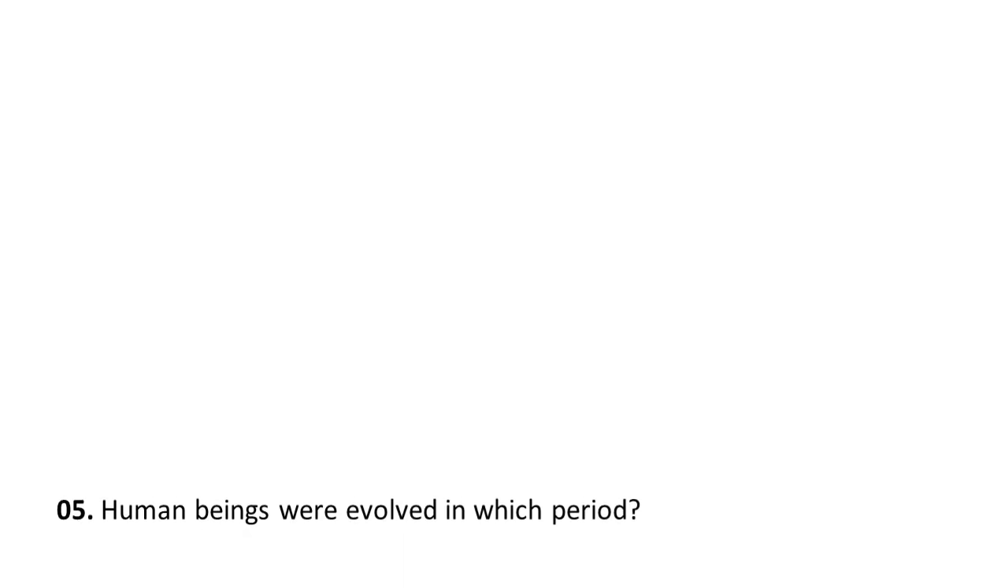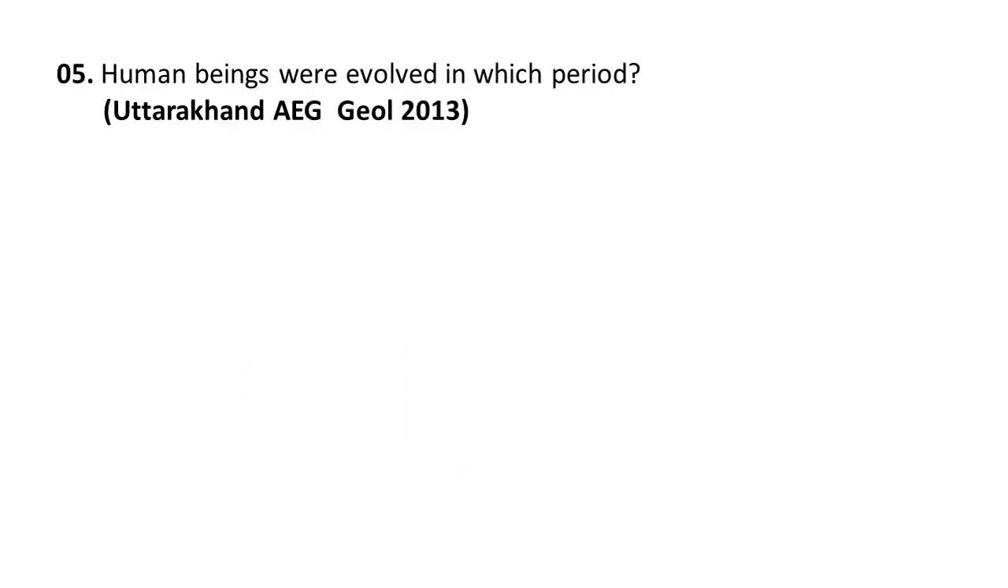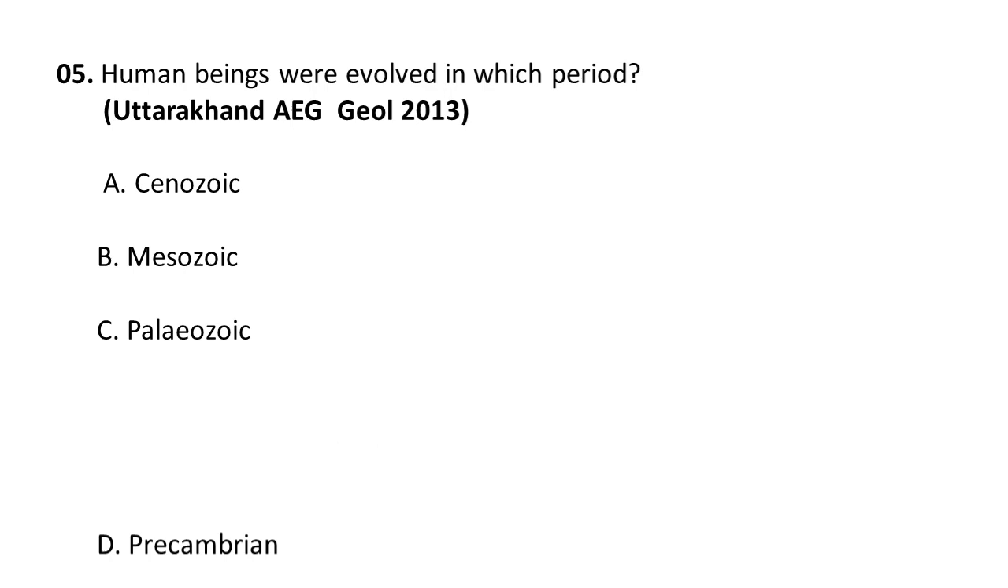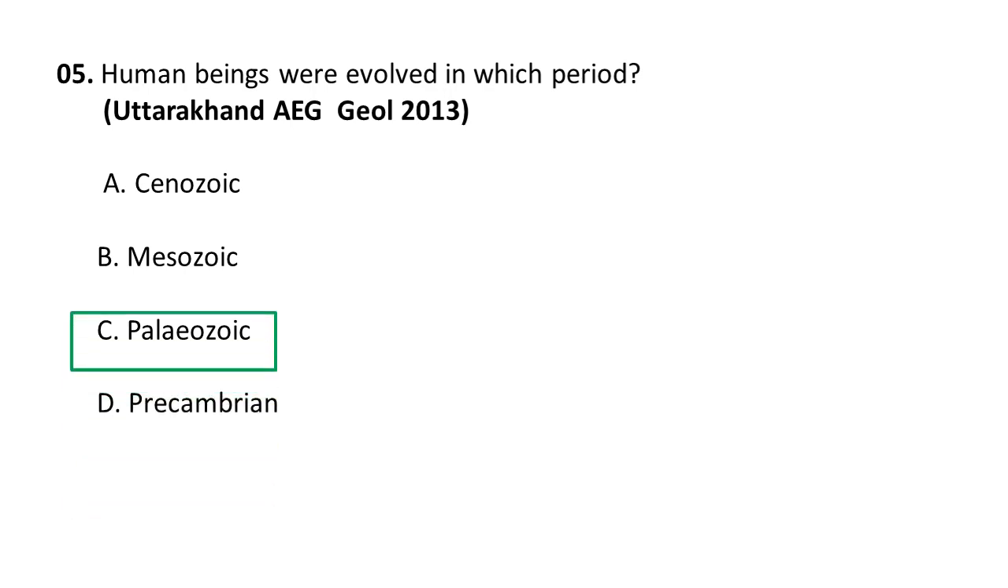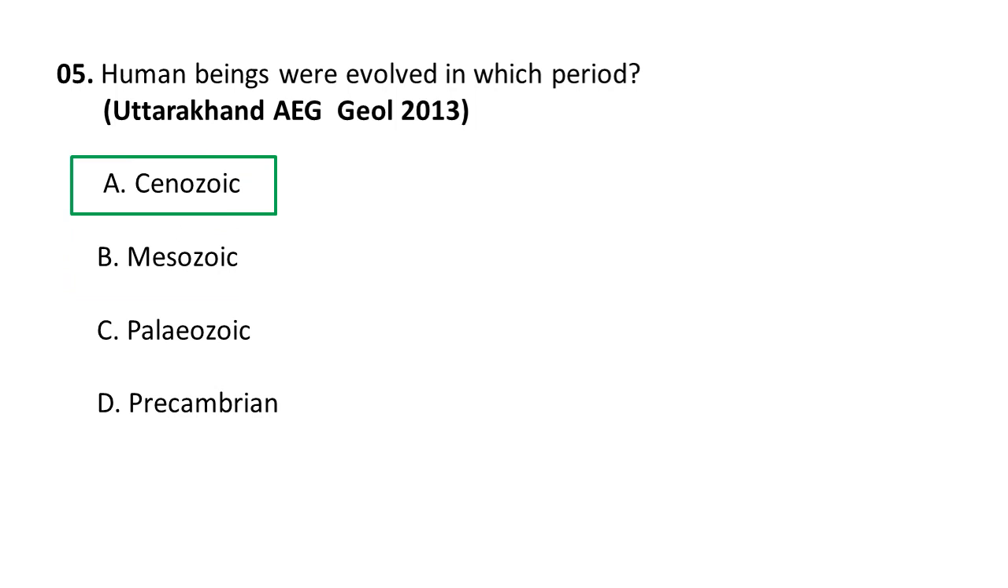Next question. Human beings were evolved in which period? A. Cenozoic, B. Mesozoic, C. Paleozoic and D. Precambrian. Human beings were evolved in Cenozoic. The Cenozoic era is also known as the age of the mammals, and the first hominids appeared around 5.3 million to 1.8 million years ago during the Pliocene period of the Cenozoic. So, A. Cenozoic is the correct option.